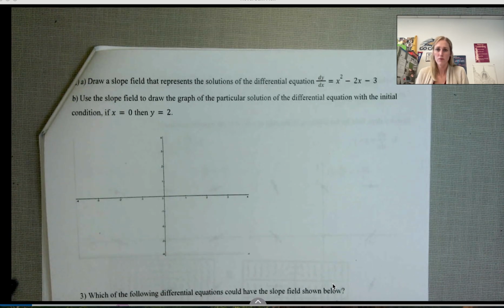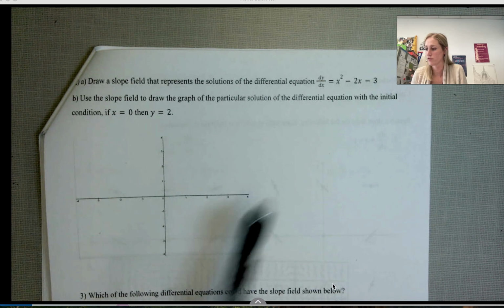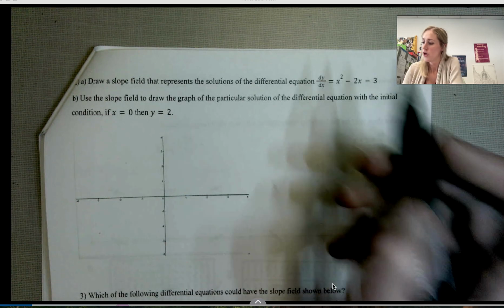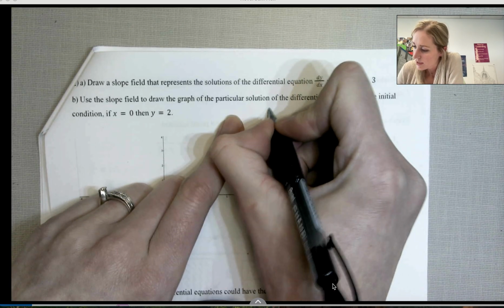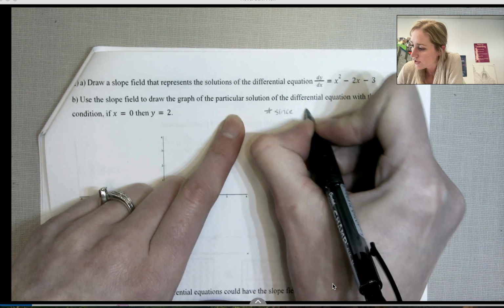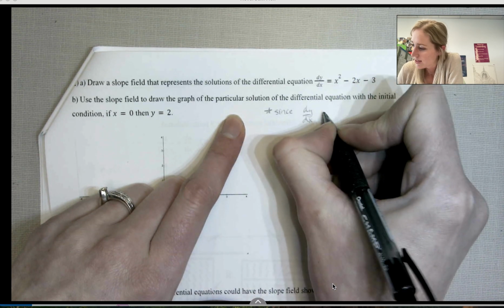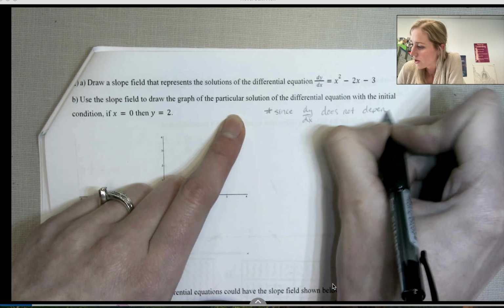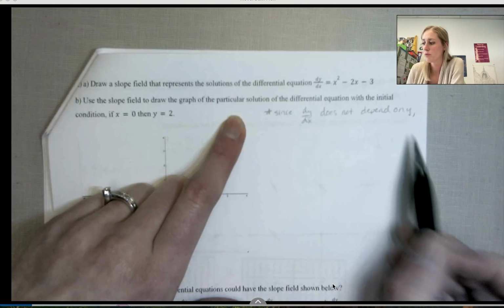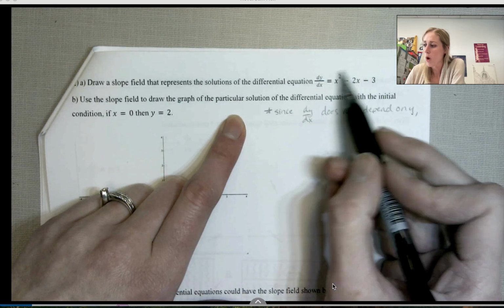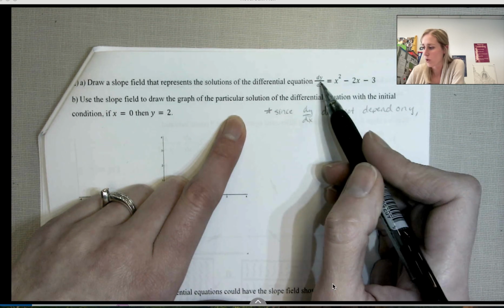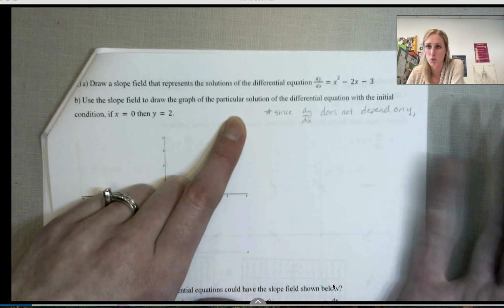Number 2. Draw the slope field that represents this solution or the family of solutions to this differential equation. Okay, so a couple things to note. Notice, since dy dx does not depend on y, what we mean by that is there are no y's in this expression for dy dx. So dy dx only changes with respect to x. Y does not affect it.